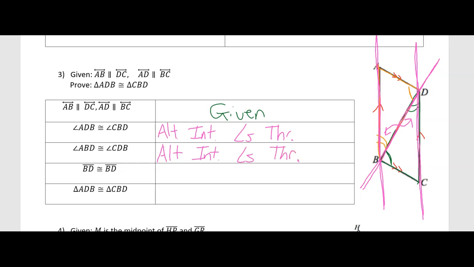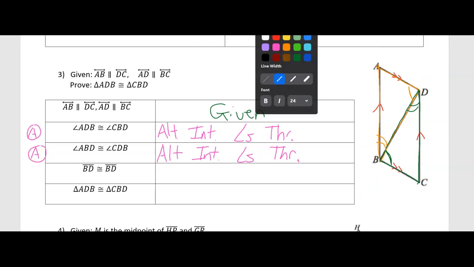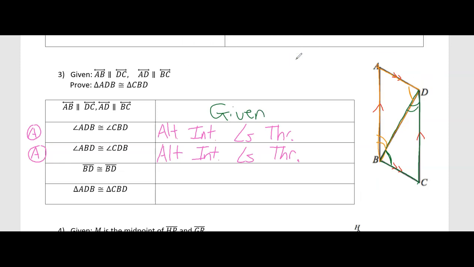All right, so we have two sets of angles. We can mark these, little a, little a. But I do need a side, right? Because AAA is not a thing. It doesn't prove anything congruent as far as triangles go. So they give me a side, BD and BD. And those are the two sides right in the middle here. They're the shared sides. It's going to be the reflexive property of congruence.